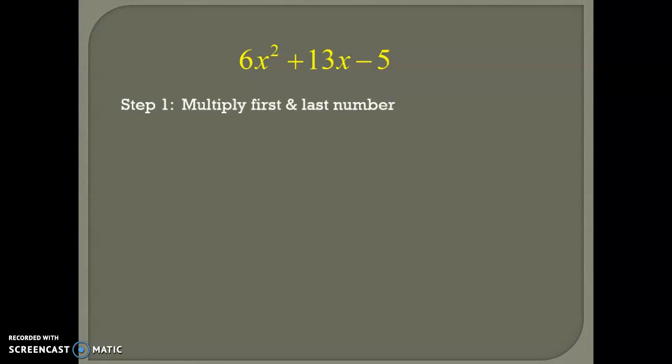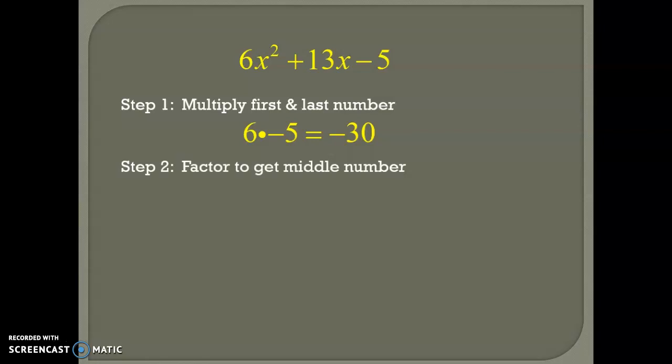So again, step 1, multiply the first and last numbers. So 6 times negative 5 gives you negative 30. Step 2, factor to get the middle number. So we take negative 30. We're going to find the 2 numbers that multiply to give you negative 30, but add up to give you positive 13, that number that's in the middle in our original expression. Okay, so what those are going to be is 15 and negative 2. Okay, so 15 times negative 2 is negative 30, and 15 plus negative 2 is positive 13.